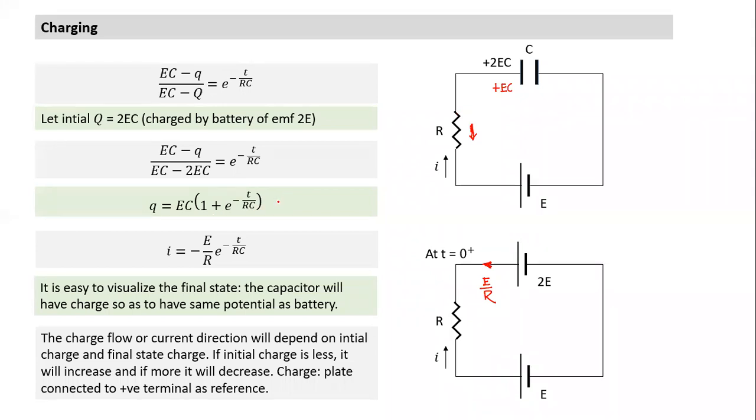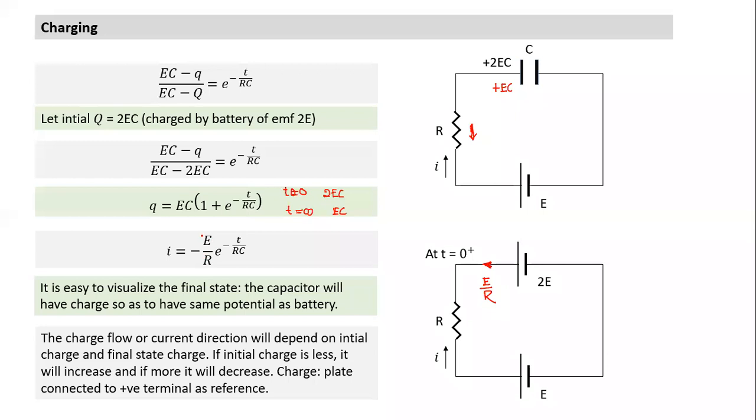Since if our derivation is right, if I substitute at t equal to 0, this charge value should come equal to 2EC, and at t equal to infinity, this should come equal to plus EC. Does it happen? Yes, it happens. At t equal to 0, this becomes 1, so 1 plus 1, that's why there's a plus sign here. It becomes 2EC, and as t tends to infinity, this term in the denominator becomes 0, so it is equal to EC. And that's how the current flow will be.